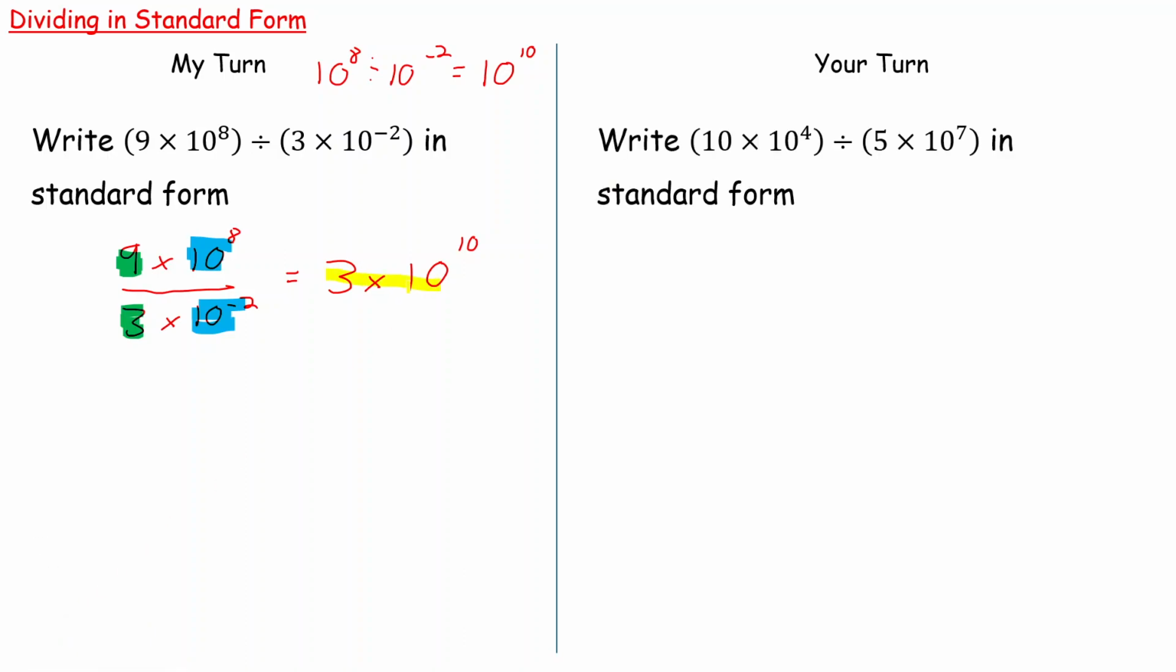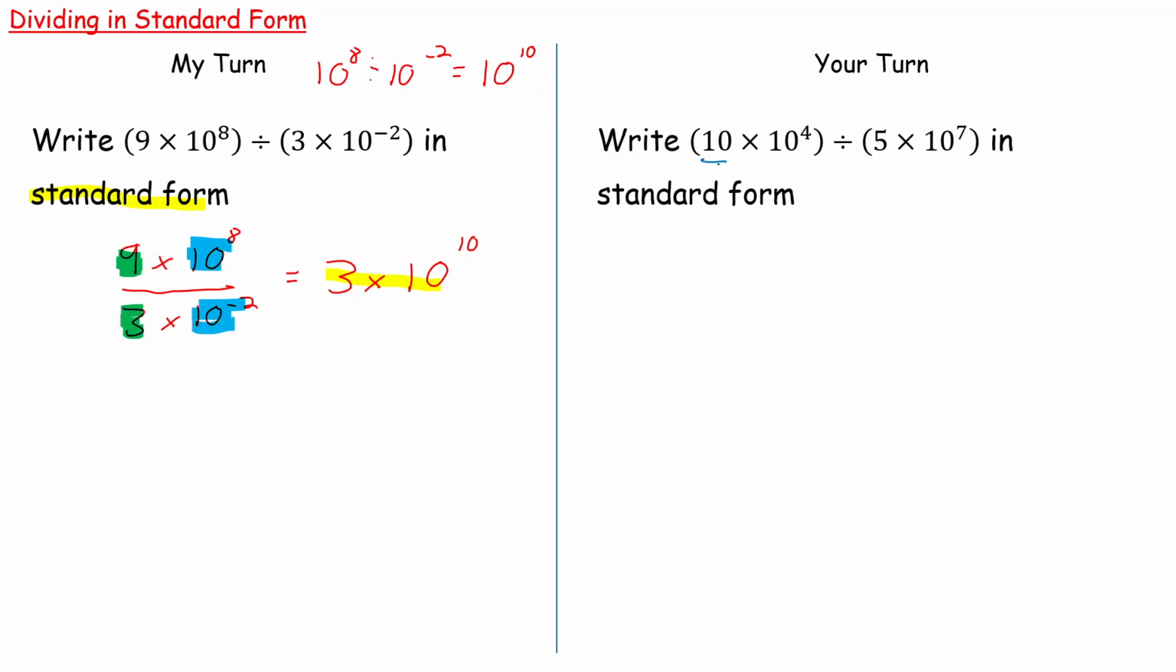There we go, brilliant. So you can now go and try the your turn, and we'll go through this now. Just make sure, again, it's really important because we want to be writing our answers for all of these in standard form. Your number here must be between 1 and 10, which it is, and then this must be times 10, which it is, and that must be an integer, which it is, which is really good. Okay, brilliant. The your turn. So give this one a go, and let's go through it now.